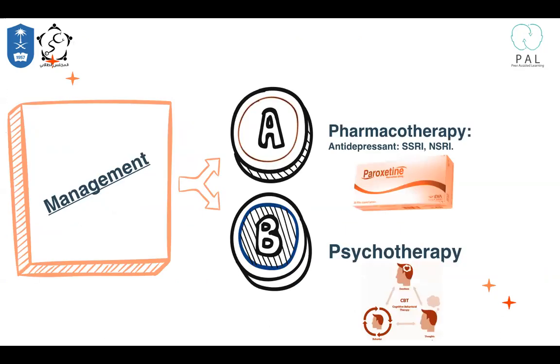طيب, what's the management للdepression؟ الأفضل إن نجمع بين الفارماكوثيرابي والسايكوثيرابي, but one can be enough. What is the recommended pharmacotherapy are antidepressant مثل selective serotonin reuptake inhibitor ولا non-selective serotonin reuptake inhibitor. The best or first line is selective serotonin reuptake inhibitors زي الباروكسيتين, فلوكسيتين, سيرتالين.